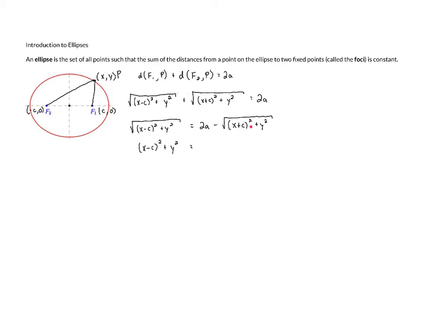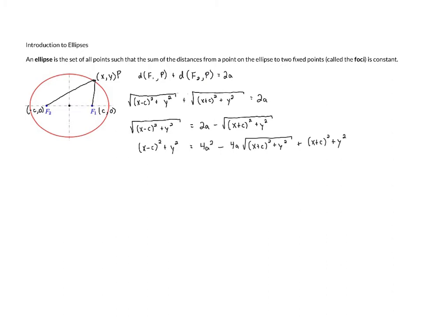So this is like a binomial that's being squared. And so we've got to take the first term and square it, minus 2 times the product, plus the last term and square it. So that's going to be 4a squared minus twice the product. 2 times 2a times that square root is going to be 4a times that square root. And then plus the last term squared. And there, when we square the square root, we're going to cancel them out and get x plus c squared plus y squared.